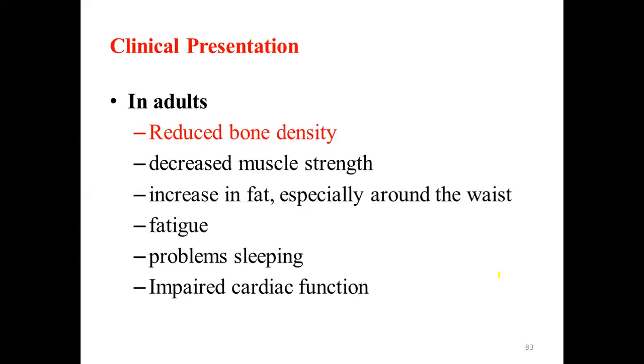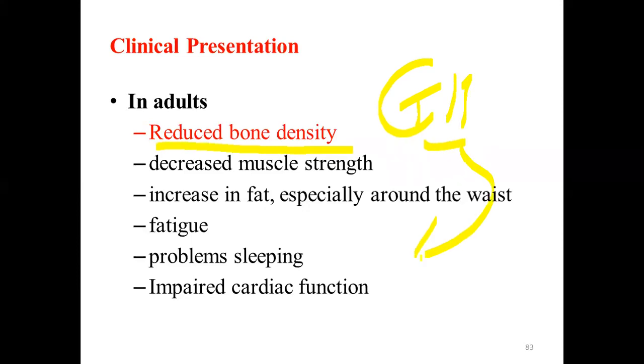Then when you look at adults, reduced bone density. Remember, growth hormone is very important for bone formation. It has both osteoclastic and osteoblastic activities, but the net effect is mostly bone formation. So it is very important for bone growth. So the patient can have reduced bone density, and ultimately you will see osteoporosis, and fracture of the bone is also very common.